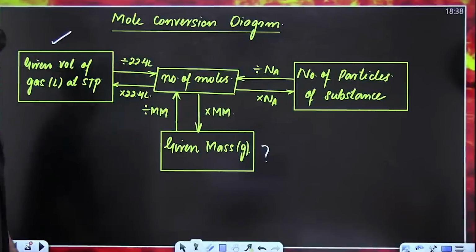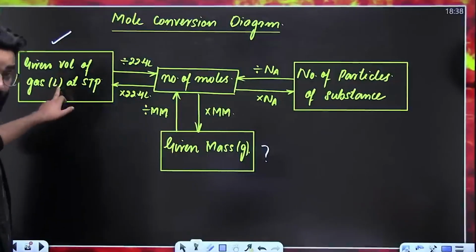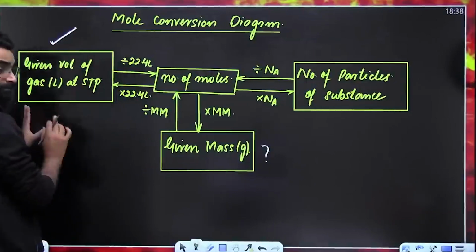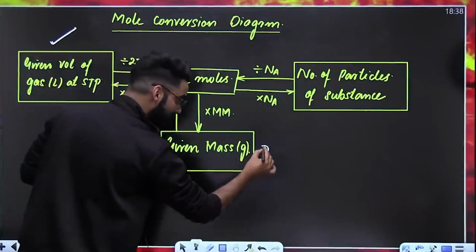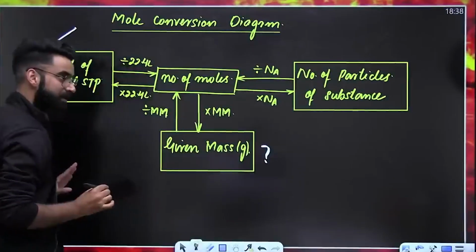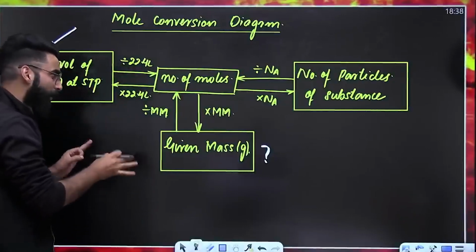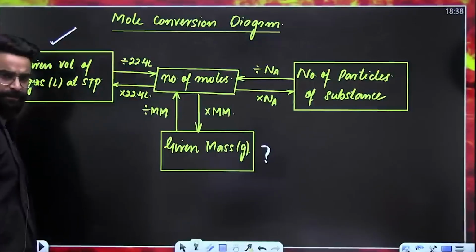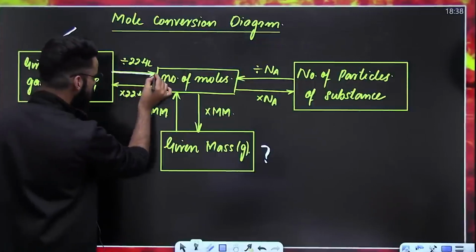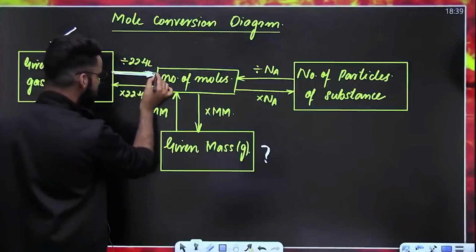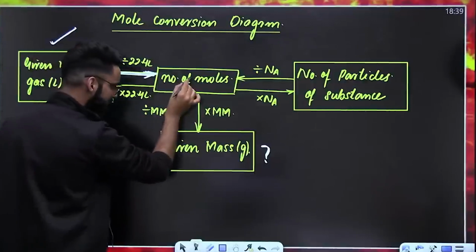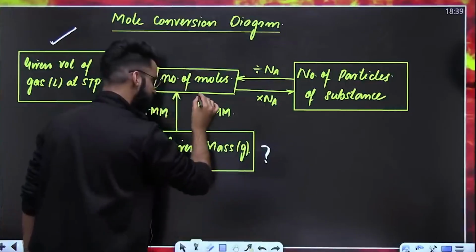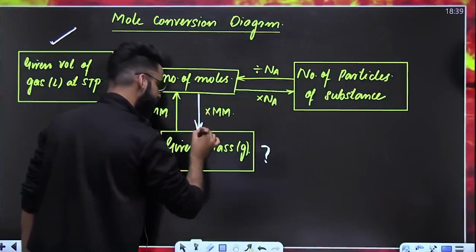So what will I be doing? We are given the volume, and we are supposed to calculate mass. So I will start with the volume and I will have to reach the mass. Whatever arrows take me from volume to mass, I'll be following all those arrows. This is the first arrow which I'll be following, from here to here, then from here to here. This has to be the second arrow which I'll be following.